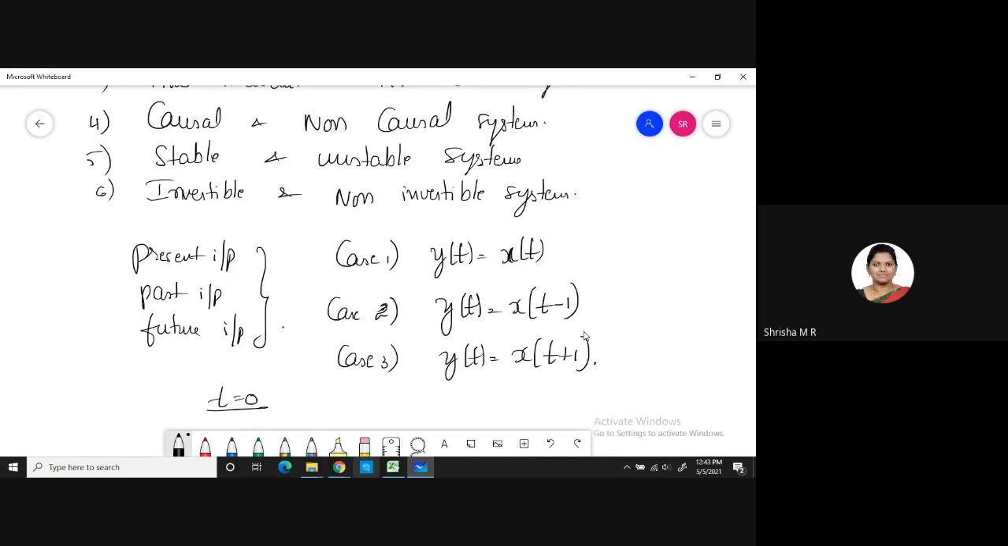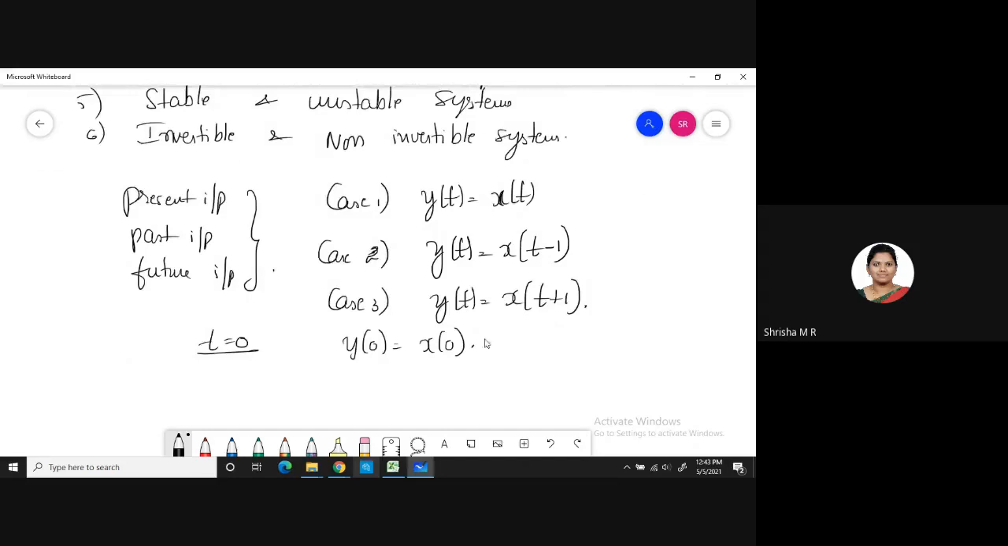If t is equal to 0, and I put it in case 1, y of 0 is equal to x of 0. What is the meaning of this? You can clearly see that the output depends on the present input. I'm taking the reference time t equal to 0 as the present time. So this is the present output, and this is the present input. The present output is depending on the present input.